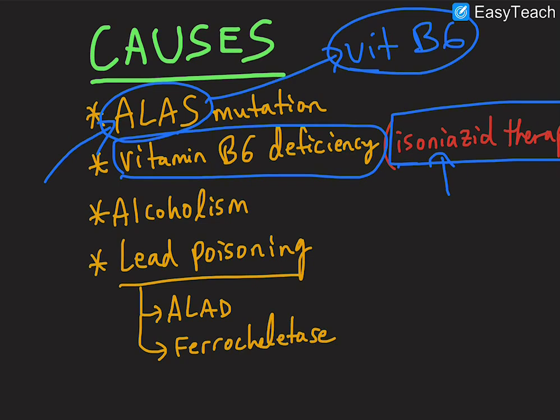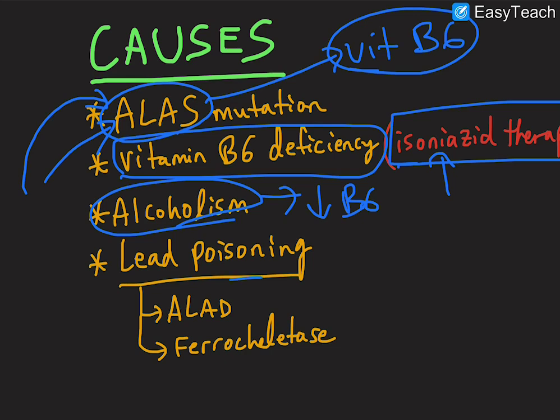And of course, you may not be taking in enough B6, like a nutritional deficiency through your diet. Alcoholism, for example: there are no nutrients in alcohol, so you can get deficient in B6, which can lead to a defective ALAS enzyme, which means low protoporphyrin synthesis, which can lead to sideroblastic anemia.